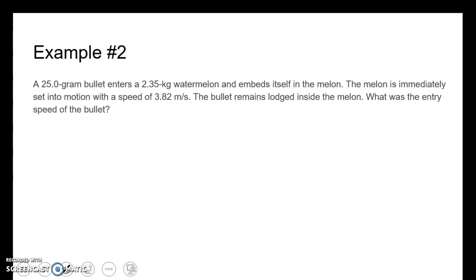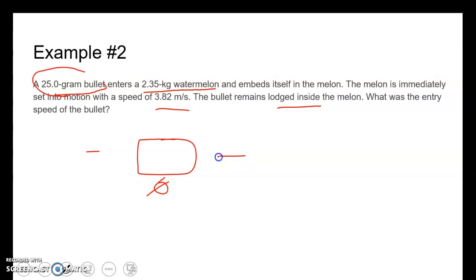Next example, we got a 25-gram bullet entering a watermelon of this mass and embeds itself into the watermelon. The melon and bullet then travel together at a speed of 3.82 meters per second with the bullet inside the watermelon, right? So what was the entry speed of the bullet? So we got the bullet here, and we got the watermelon here. Watermelon not moving, but the bullet hits it. And then that leads us to the bullet inside the watermelon, assumably still traveling to the right, I would think. But let's see what the math tells us.